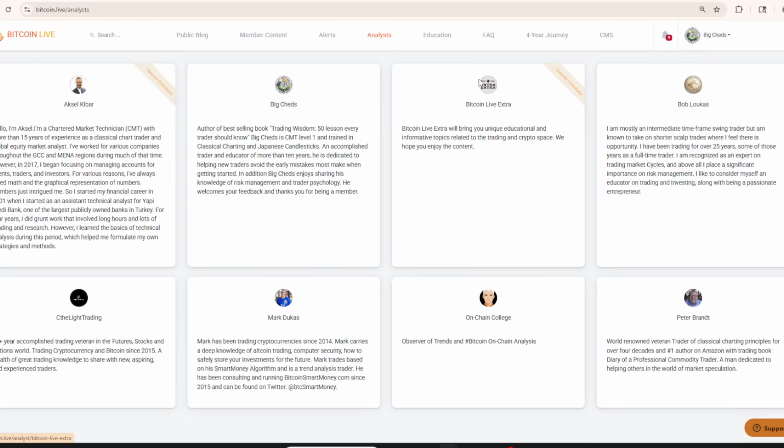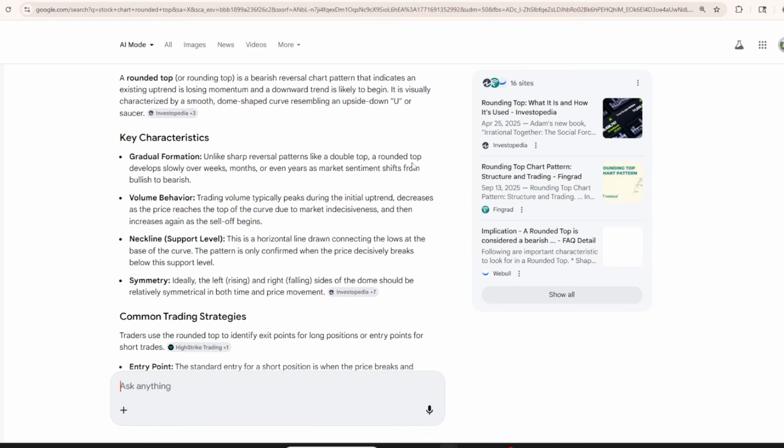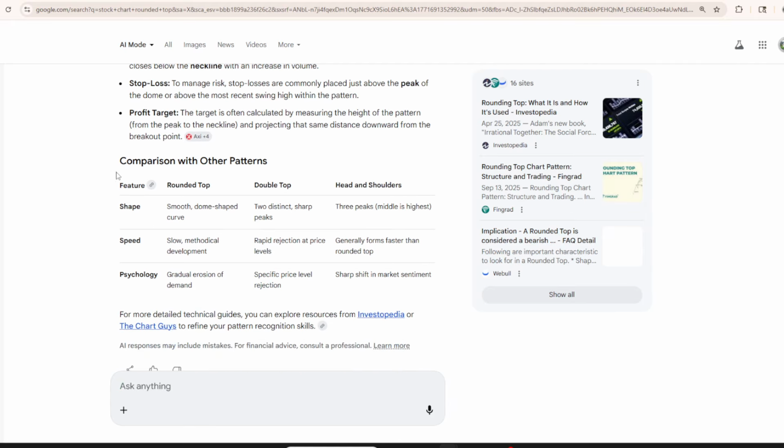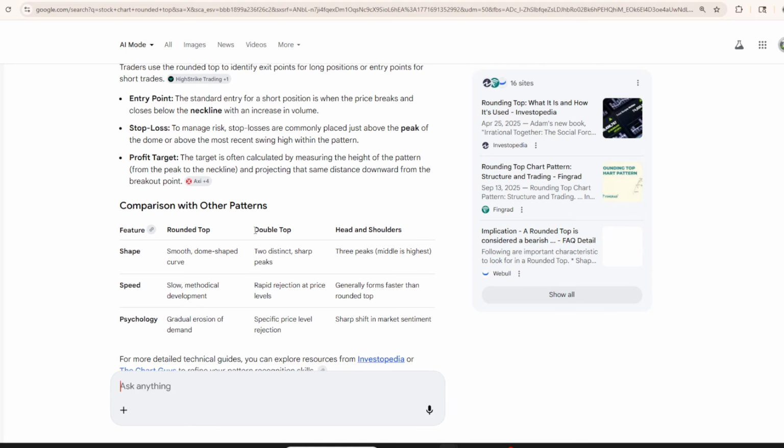For today's lesson, we're going to talk about the rounded top, or rounding top if you want. Here's a quick AI overview. You can pause it, of course, and read this on your own time. Here you have comparisons with a double top and head and shoulders.